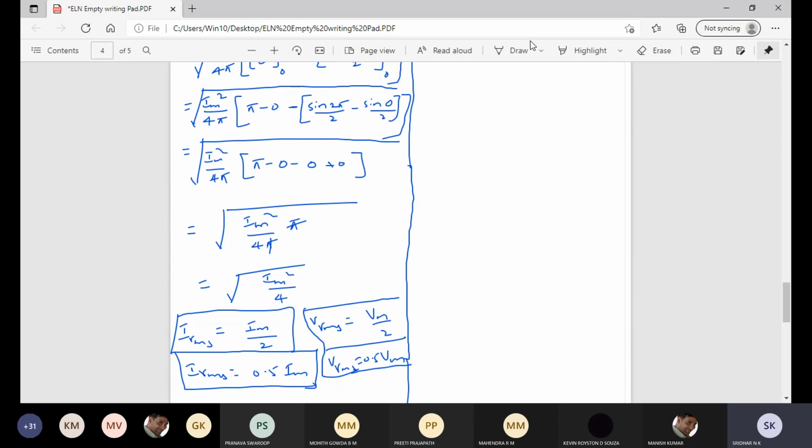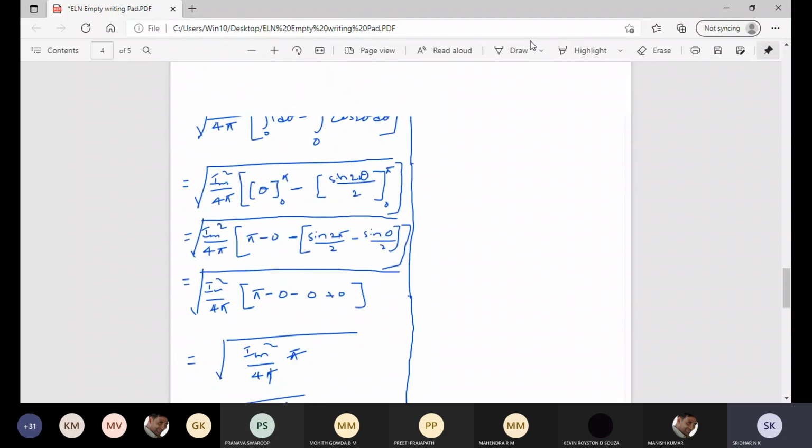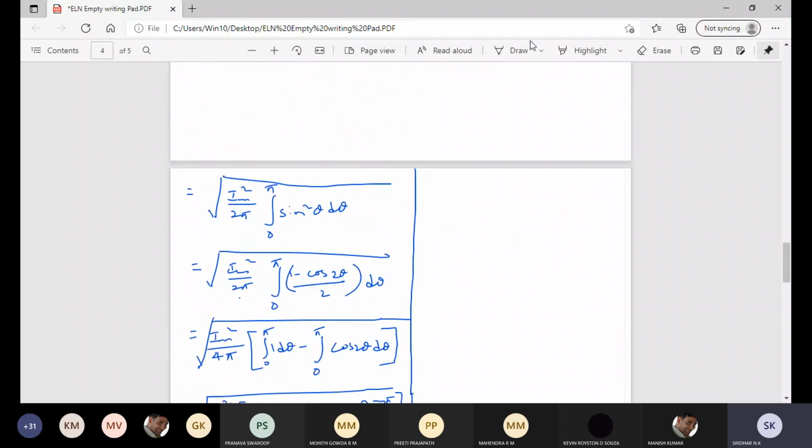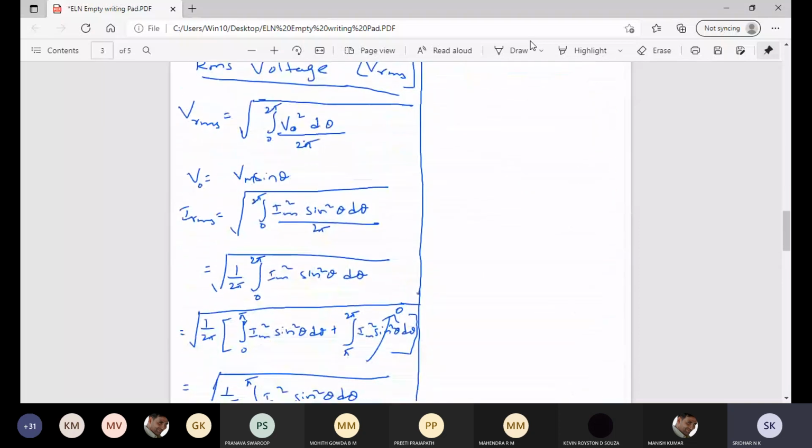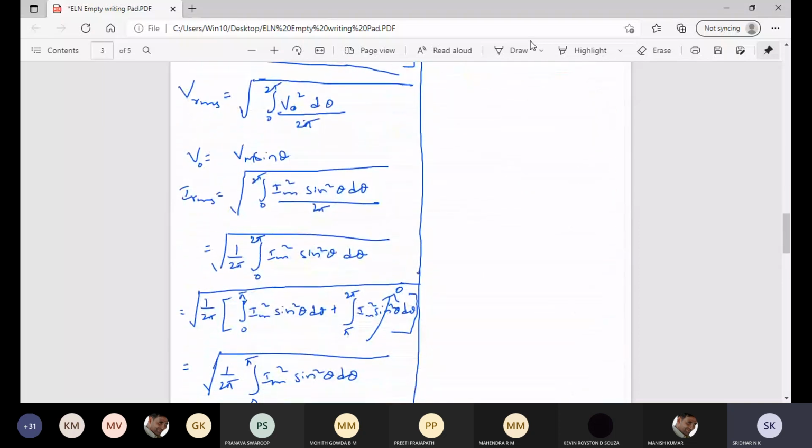How to find the RMS and VRMS values of a half-wave rectifier? Yes, sir. Right. Good. Next, we'll move on to the full wave rectifier RMS value. RMS value of full wave rectifier.